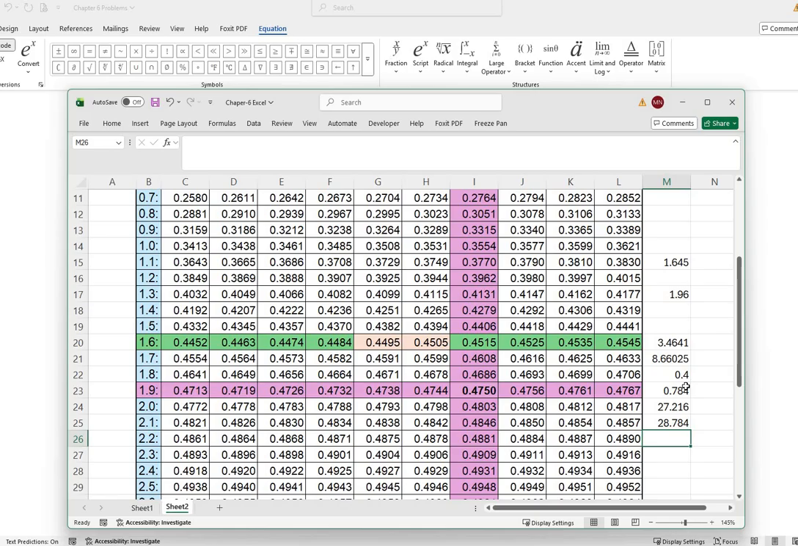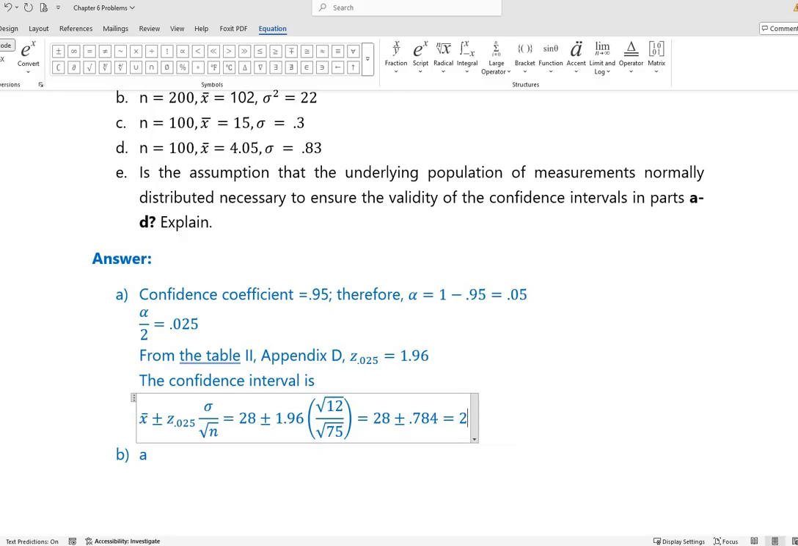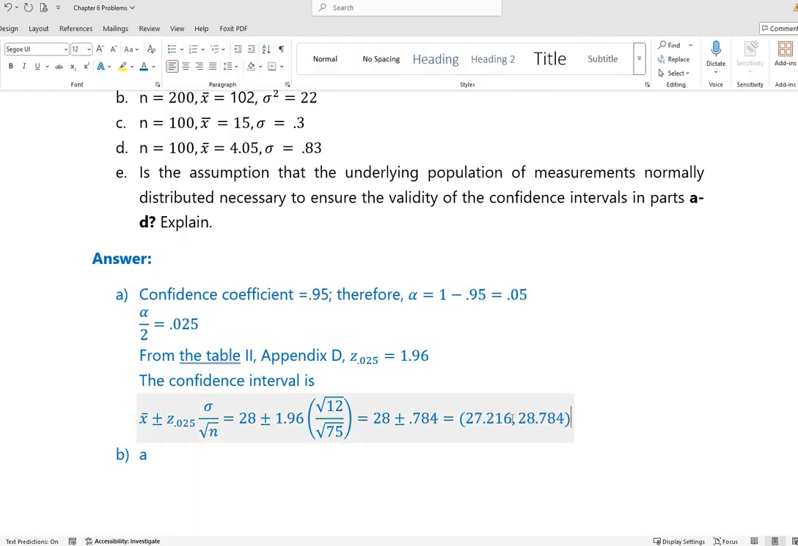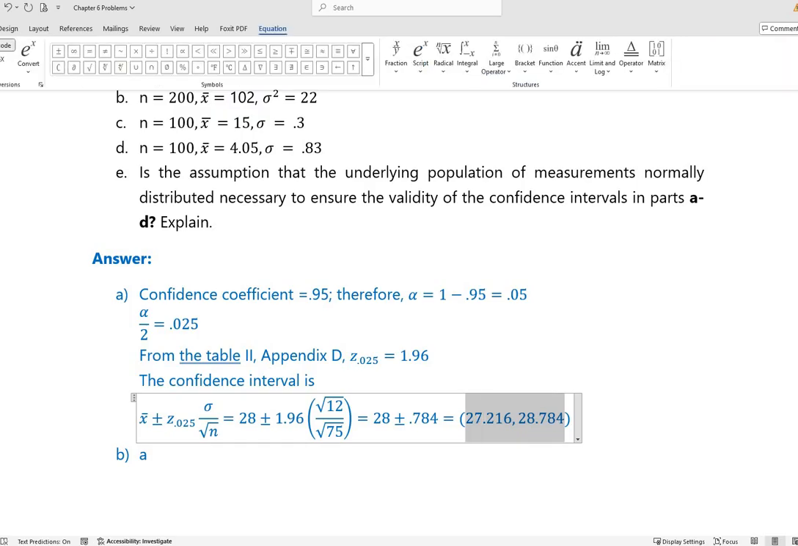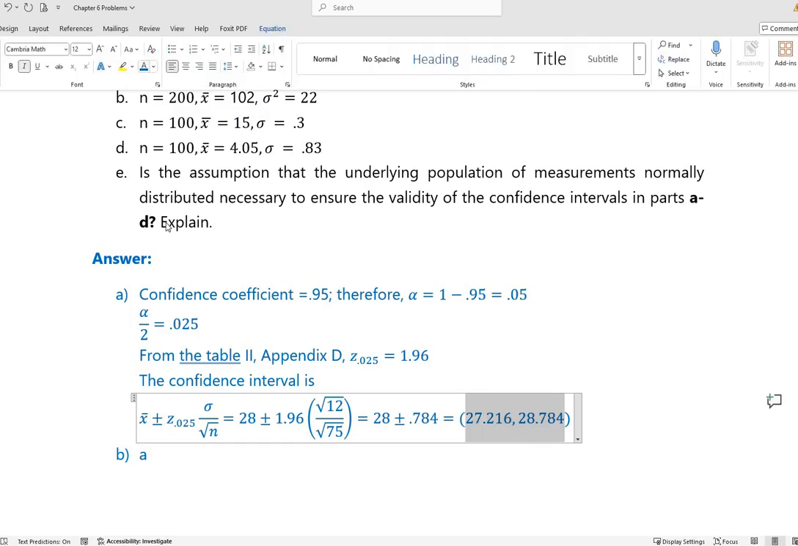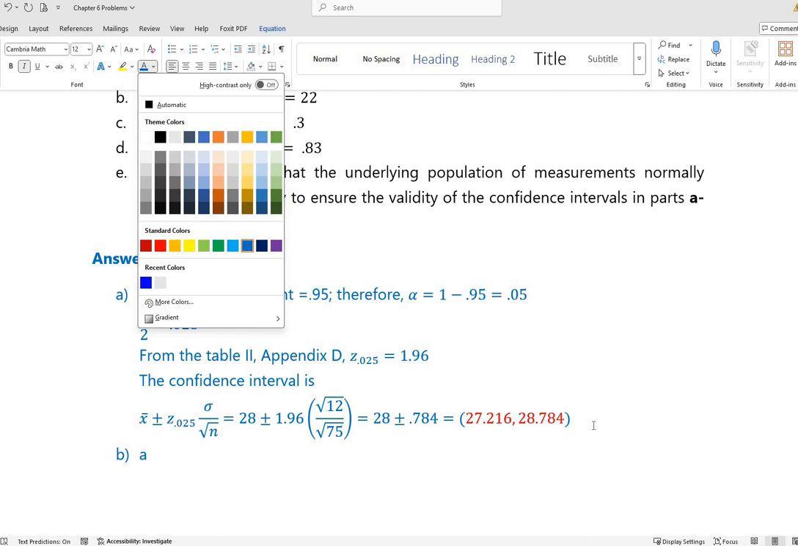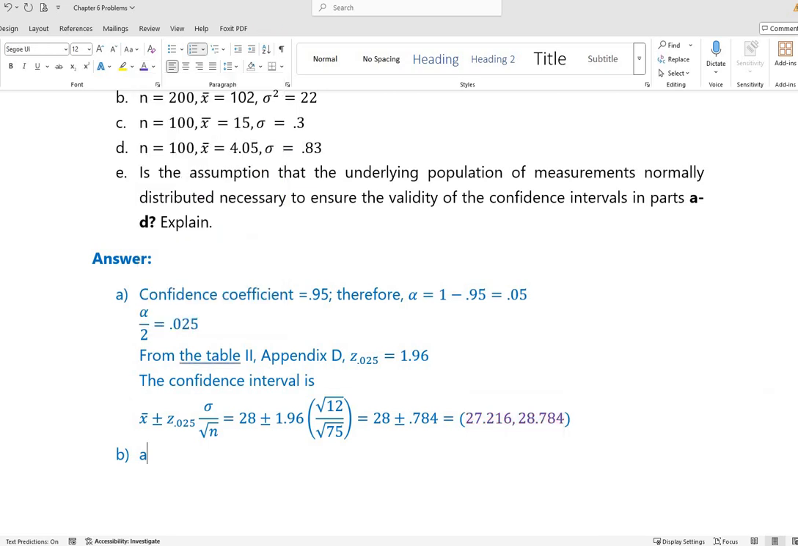So 27.216 and 28.784. Okay, this is the confidence interval. This is our answer actually.